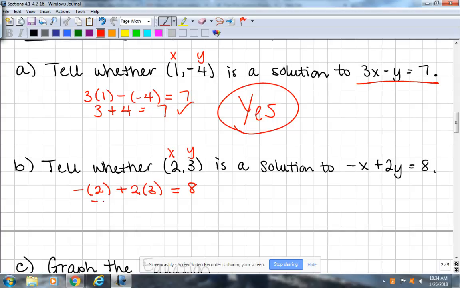So that's -2 plus 6. Does that equal 8? No, it does not. So is this a solution? No. Is that point on that line? No.